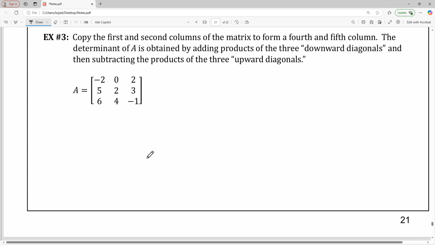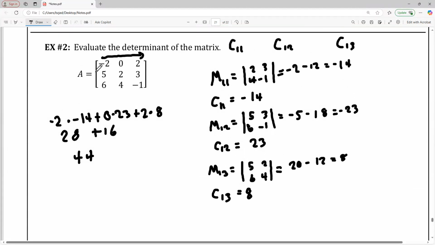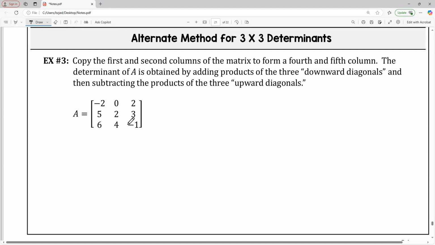So instead, mathematicians got bored, and they came up with an alternate way to do this. If we imagine the exact same matrix we had before, I copied it down, and I'm going to do something kind of weird. I'm going to take the first column and second column, and copy them over next to it. So it almost becomes a bigger matrix. I'm not saying it's another matrix, I'm just copying the numbers down. So I have negative 2, 5, 6, and I have 0, 2, 4.